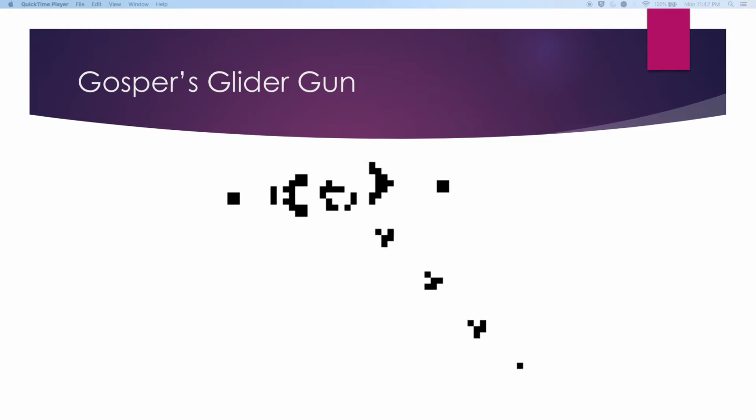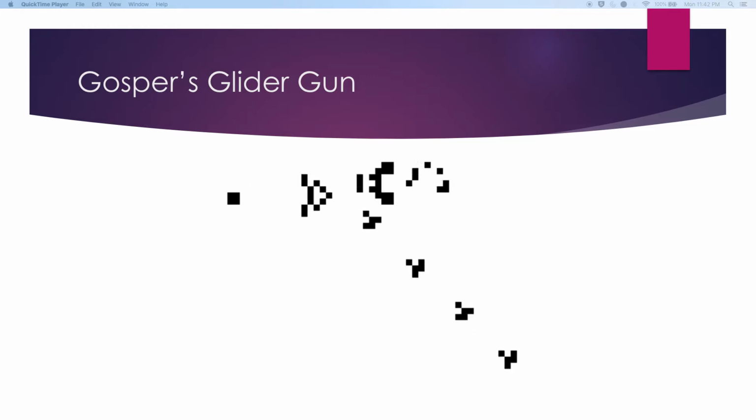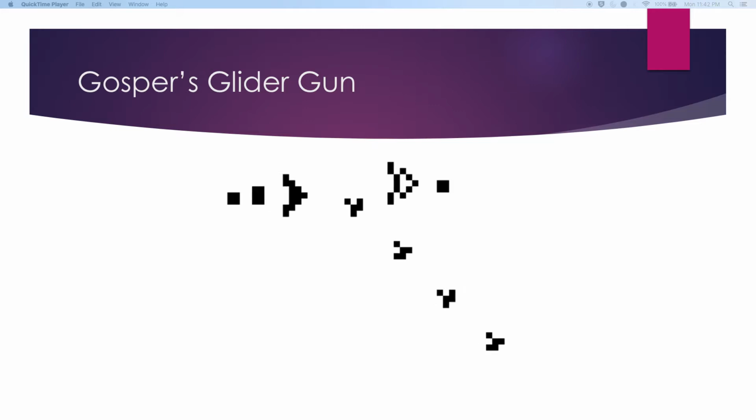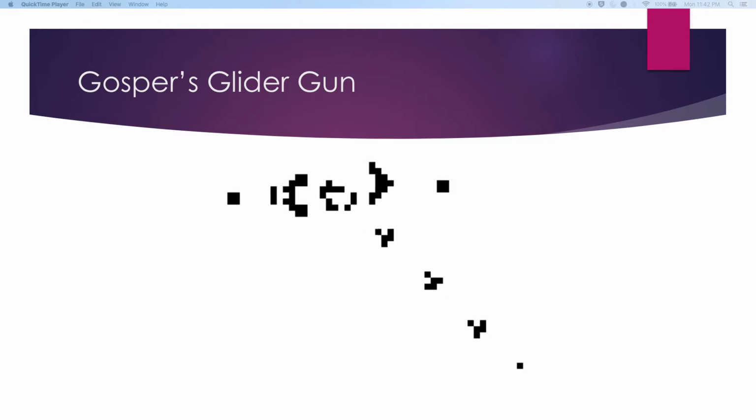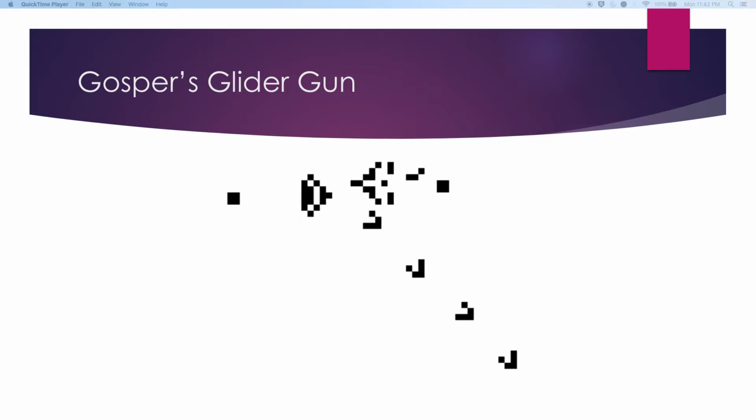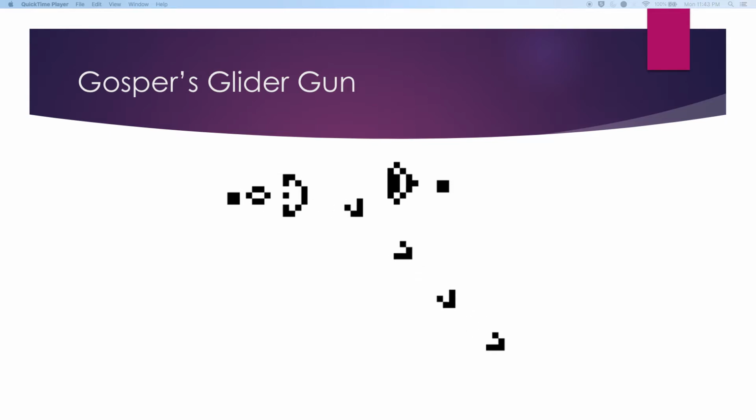Here, we see the gun in action, the top portion of the animation being the gun itself, and the diagonal line of projectiles being the spaceships it shoots.